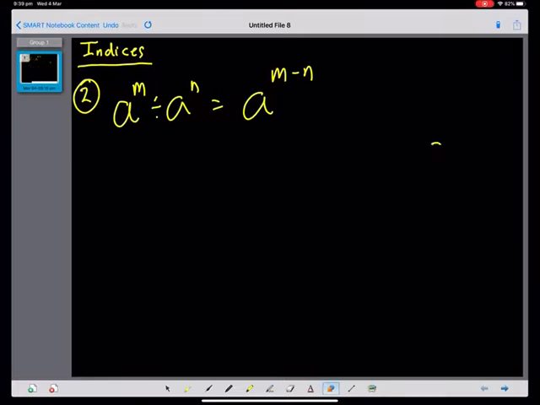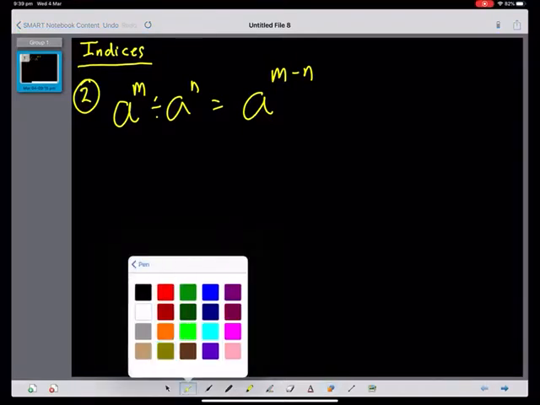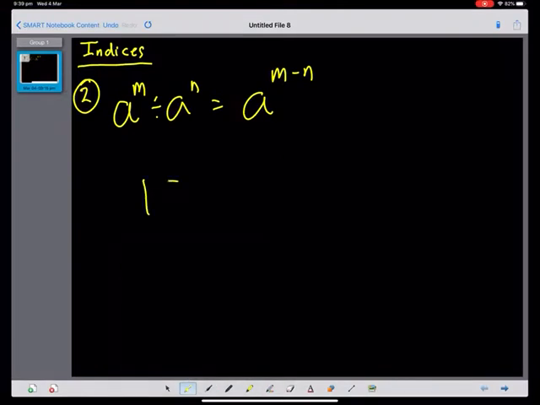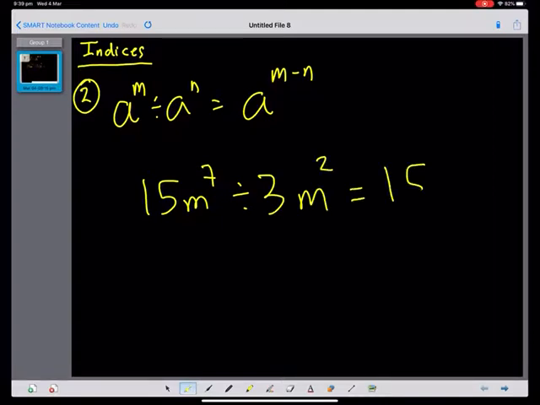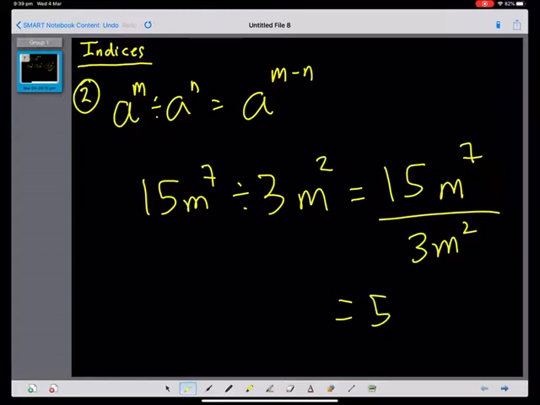Let's look at one more. Let's do 15m to the 7 divided by 3m squared. Okay, so 15 divided by 3 is 5. We subtract the powers to get m to the 5.